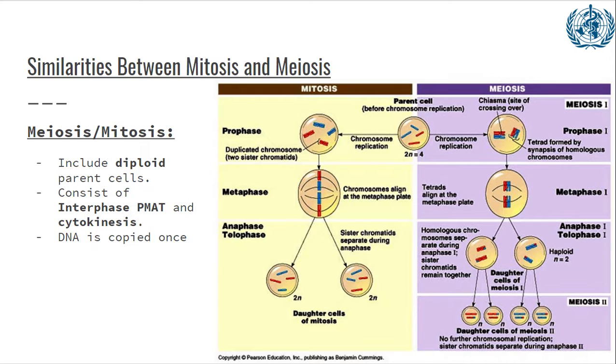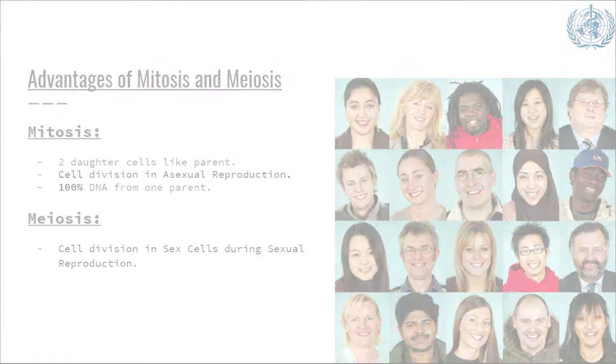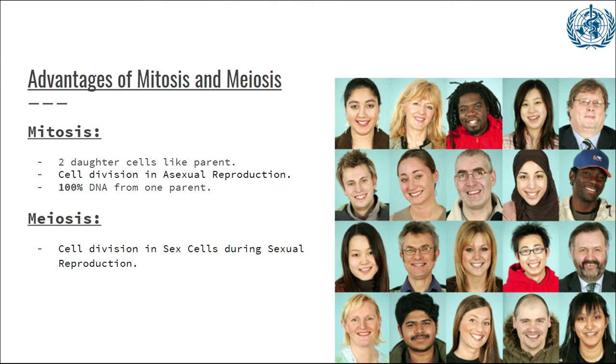Both of these processes include diploid parent cells. They both consist of interphase, PMAT, and cytokinesis, which are stages of the process. In metaphase and metaphase 2, both these stages have individual chromosomes line up along the equator. In anaphase and anaphase 2, both these stages have sister chromatids that are separated to opposite poles. But the biggest question is, what are the advantages and disadvantages of both of them?